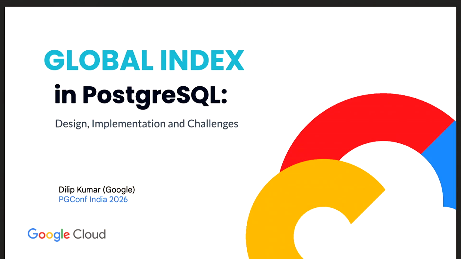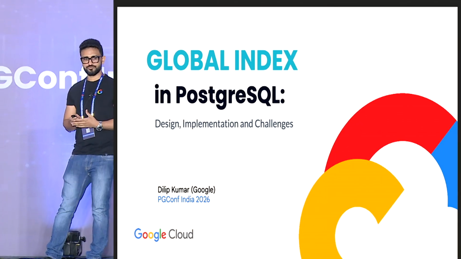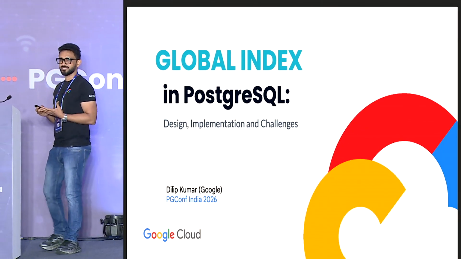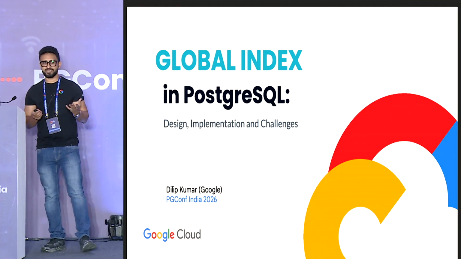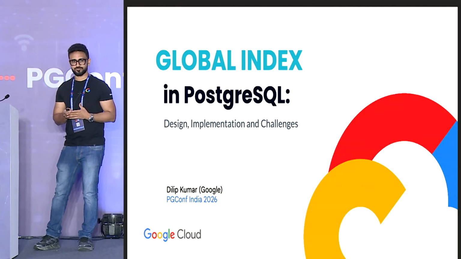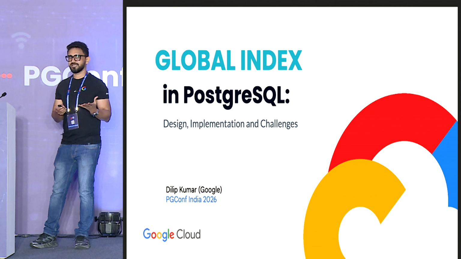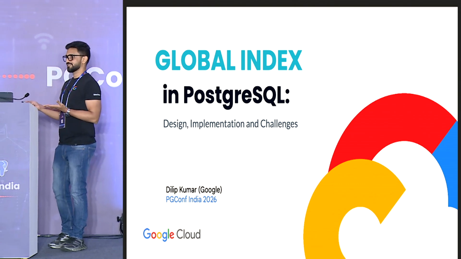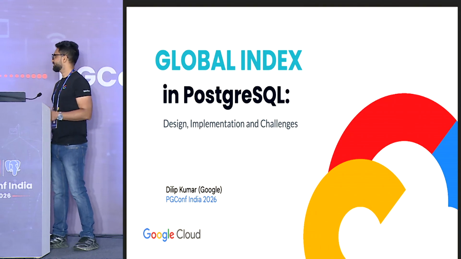I work for Google, and today I am going to talk about global indexes in PostgreSQL, which is not yet committed. It's an in-progress feature. I'm mainly going to talk about the design decisions we have taken while working on this feature, and the key challenges we have faced, and based on that how we have changed some of the design decisions. I am also going to talk about the open challenges we still have, and because of that the feature is still not yet in the PostgreSQL code base.